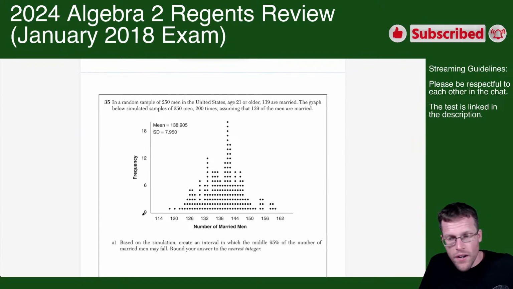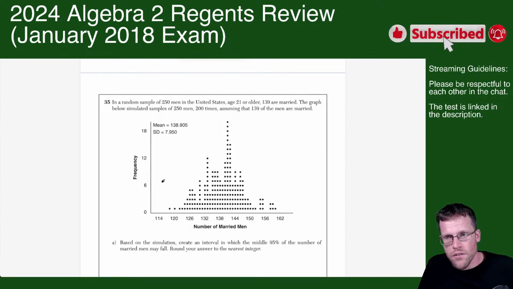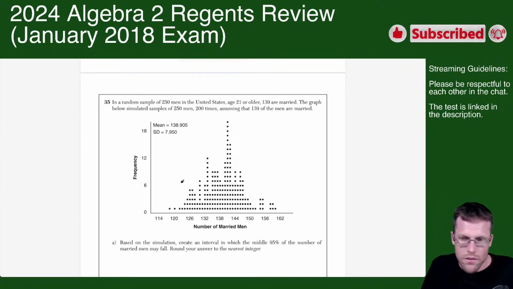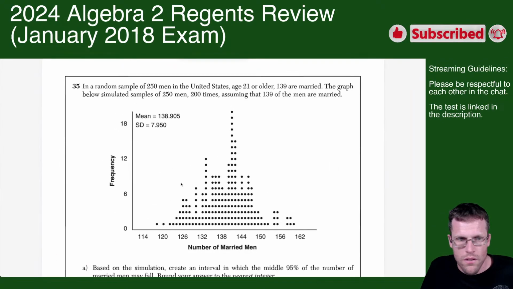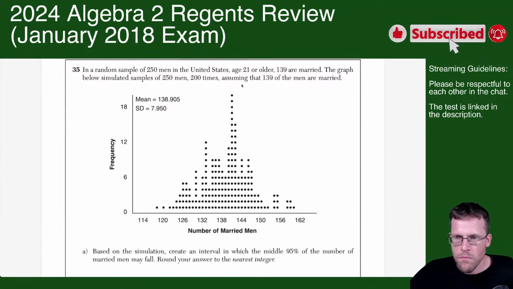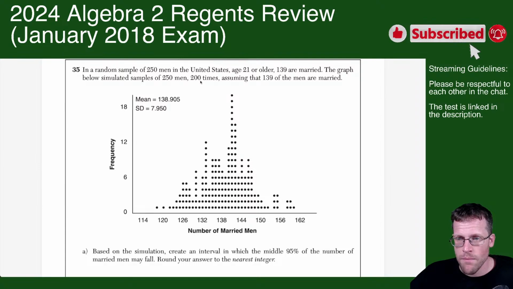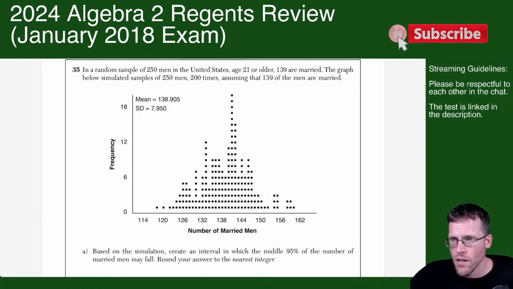All right, 35 more simulations. This kind here is pretty standard. Let me just zoom in. A random sample of 250 men in the US aged 21 or older, 139 are married. And the graph below simulated samples of 250 men 200 times, assuming that 139 of the men are married. Okay, let's take a look here.